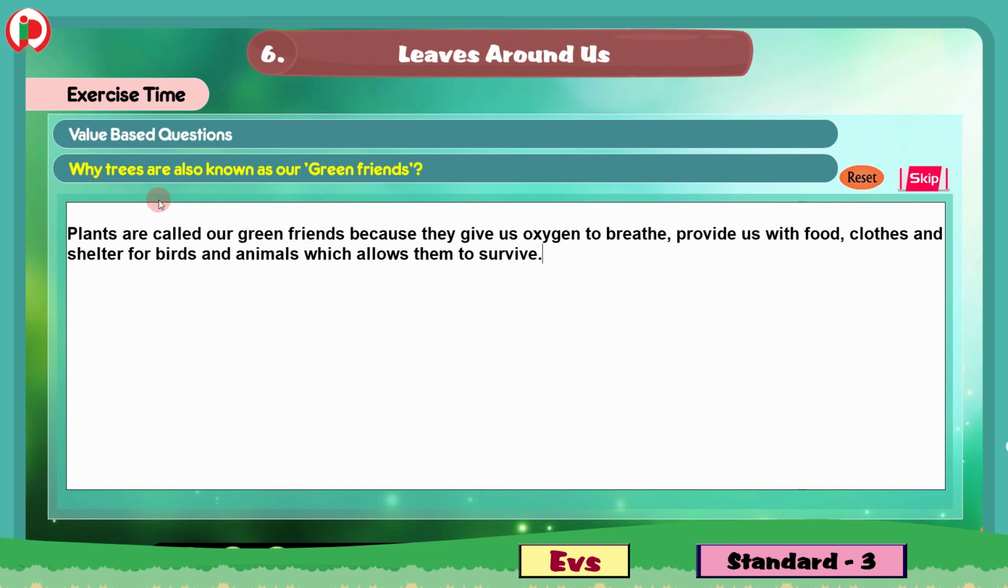Yes, trees are our green friends because they give us oxygen to breathe. They provide us with food, clothes and shelter for birds and animals, which allows them to survive. They give us oxygen, and we get fruits and vegetables as food, and we get cotton also from plants, and the trees are shelters for many birds and some animals, which allows them to survive. So this is about the value based questions under exercise time.